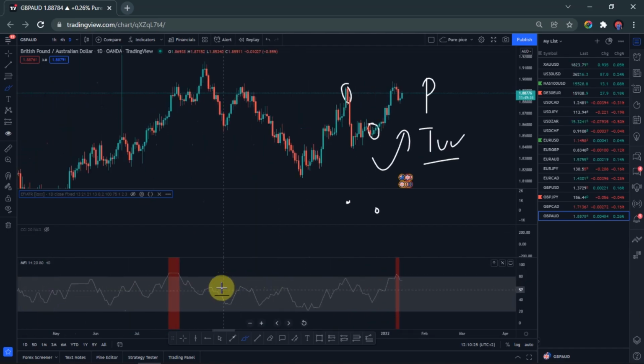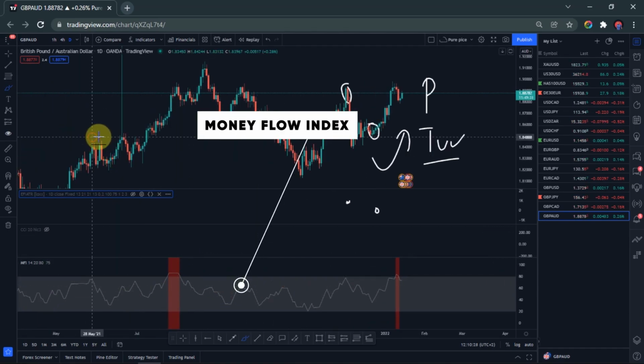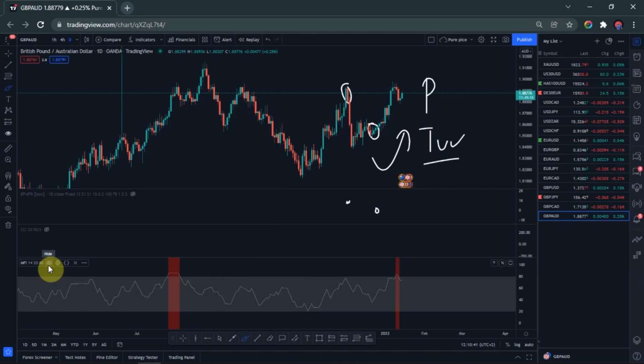I hope a lot of you have seen this indicator in my analysis in some of the videos. This is the MFI, or the money flow index. It acts as an oscillator like the RSI or the stochastic, but the difference is that the money flow index is volume based. It includes volume. It doesn't only look at price, just like the relative strength index. It also includes volume.